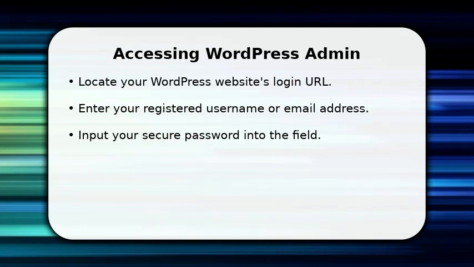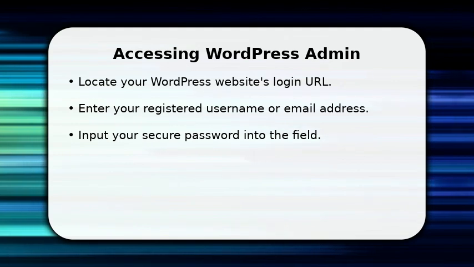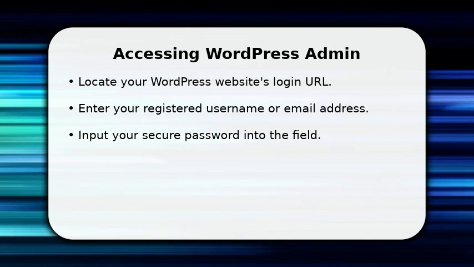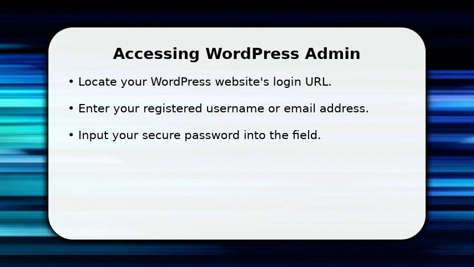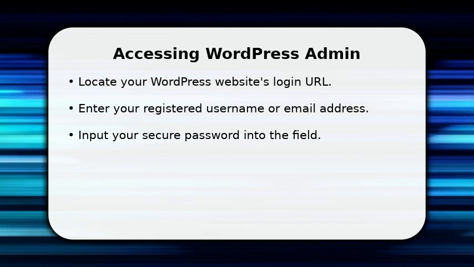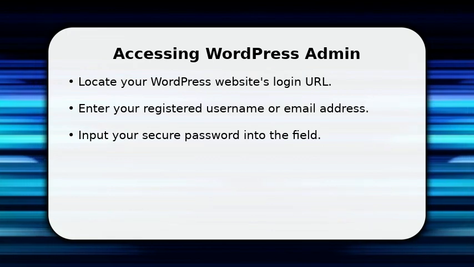Enjoy the video. In this video, I will show how to log into your WordPress admin dashboard. First, navigate to your website's login page, which is typically your domain followed by /wp-admin or /wp-login.php. Once there, you'll see fields for your credentials. Enter your username or the email associated with your account, then carefully type in your password. This is the gateway to managing all aspects of your site.